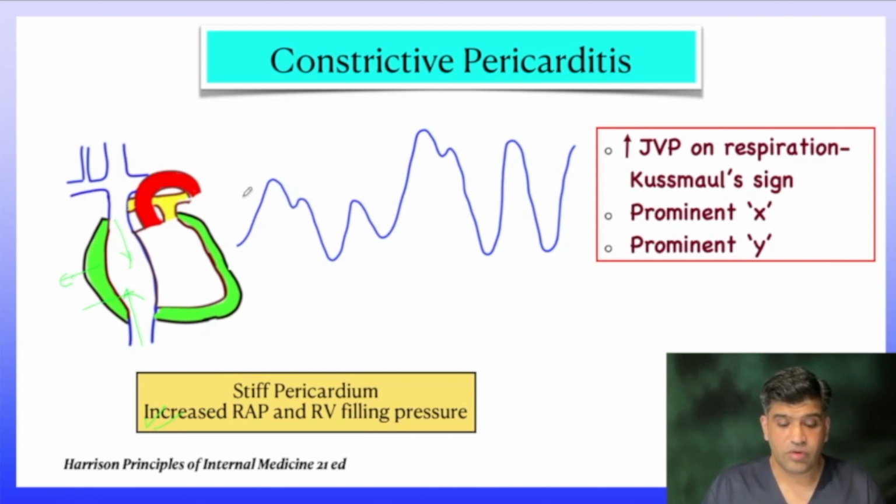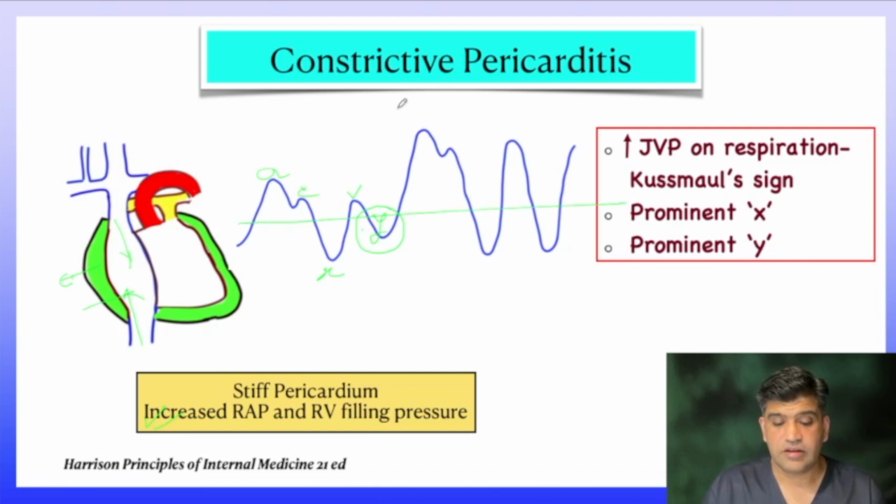So let's correlate it with the JVP waveform. This is the normal JVP waveform: atrial contraction, tricuspid bulge, descent of the RA floor, opening of the tricuspid valve, and passive filling of the RV. In cardiac tamponade, what we saw, there is no passive filling of the RV since there is compression of the RV from the outside. Let's see what happens in constrictive pericarditis.